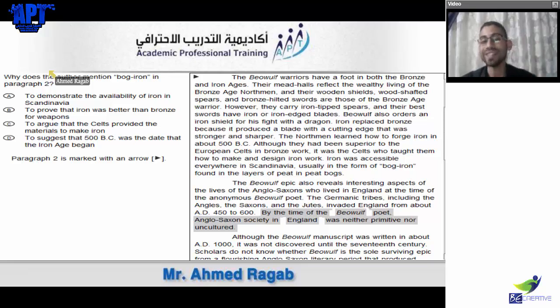So I read the question, then let's read the answers, and the answers normally come like this. One of them has false information. One of them is crazy, and two of them are close to each other, but they're not equal. Okay? So again, one of them has false information. The second one is talking about something crazy. The third one, two are similar to each other. So we need to find out. So let's read them. To demonstrate the availability of iron in Scandinavia, to prove that iron was better than bronze for weapons, to argue that the Celts provided the materials to make iron, to suggest that 500 BC was the date that the Iron Age began. Okay?